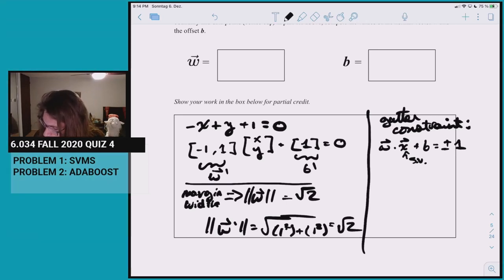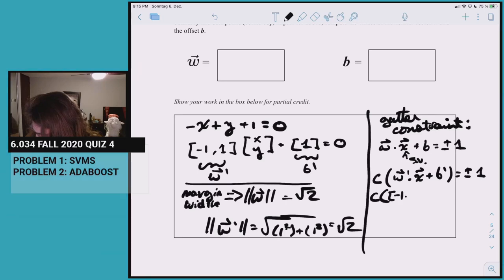So now I'm going to say, because W prime just needs to be rescaled to be W vector, the constant factor C is that scaling factor. And B would also need to be rescaled by the same factor. So C times W vector prime times X vector plus B prime is equal to plus or minus 1. Okay?